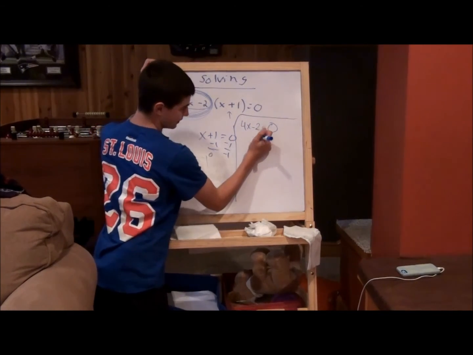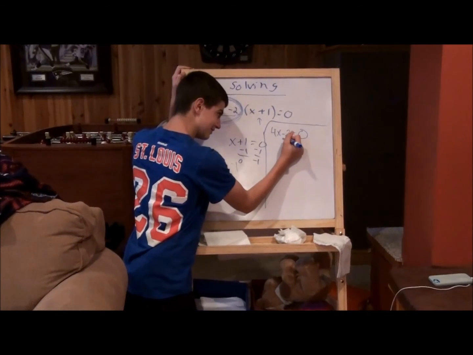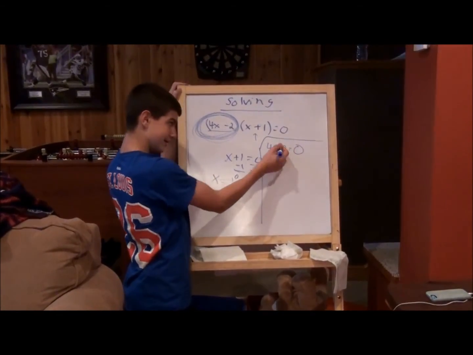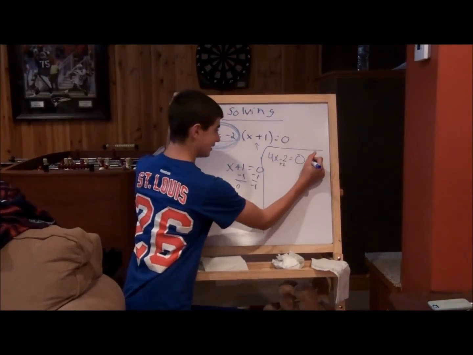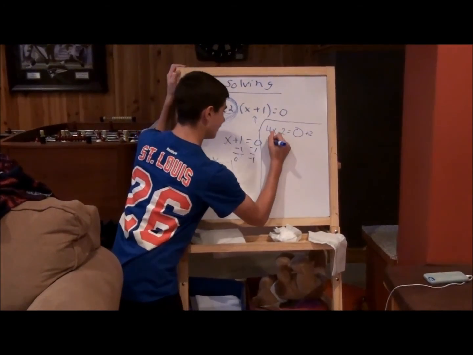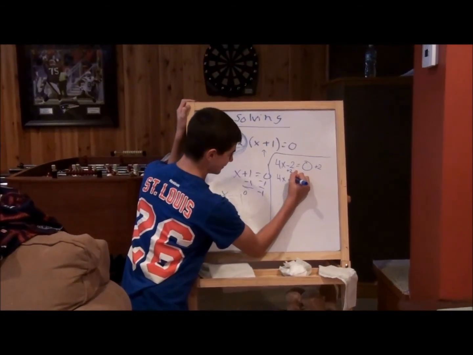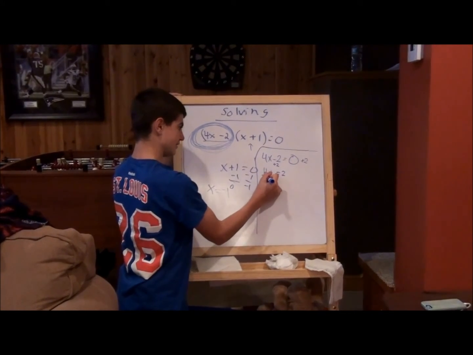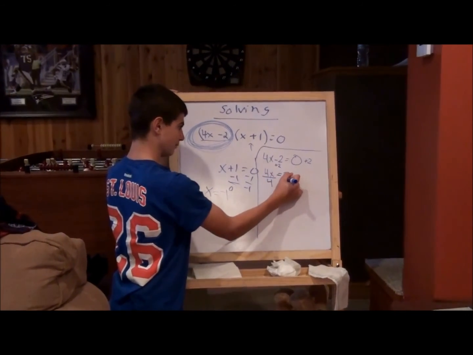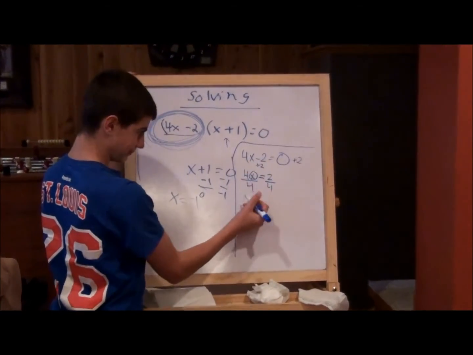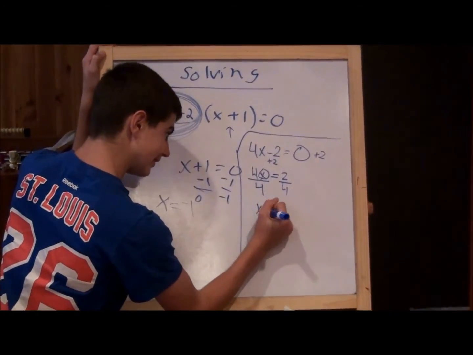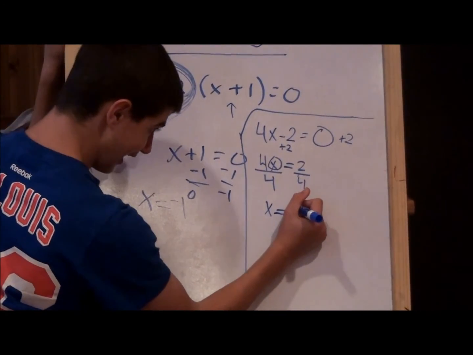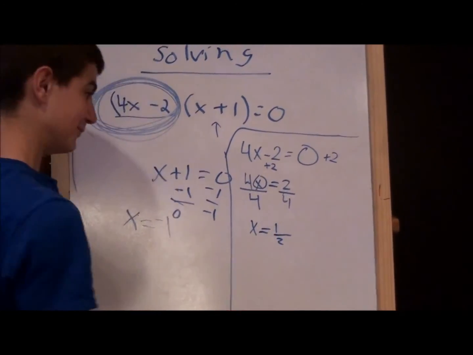So that is 4x minus 2 equals 0. Now, to solve this, we do what you would do for any equation like this. You add 2 to both sides, to cancel out the -2 here. Then, that leaves you with 4x equals 2. Then, you divide both sides by 4 to get x alone. After dividing, you get x equals 2 divided by 4, which, as we know, is 1/2.